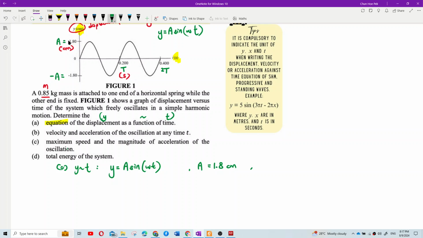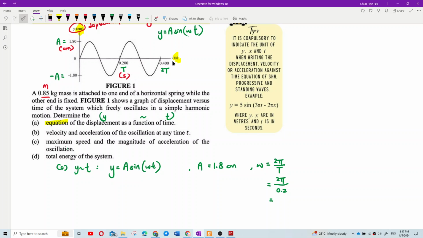And then what about omega? I cannot find omega directly, but I have the period. So remember the formula for omega is 2 pi over period. 2 pi over period, right? So just put in the period, which is 0.2 second. So what do you get, class?